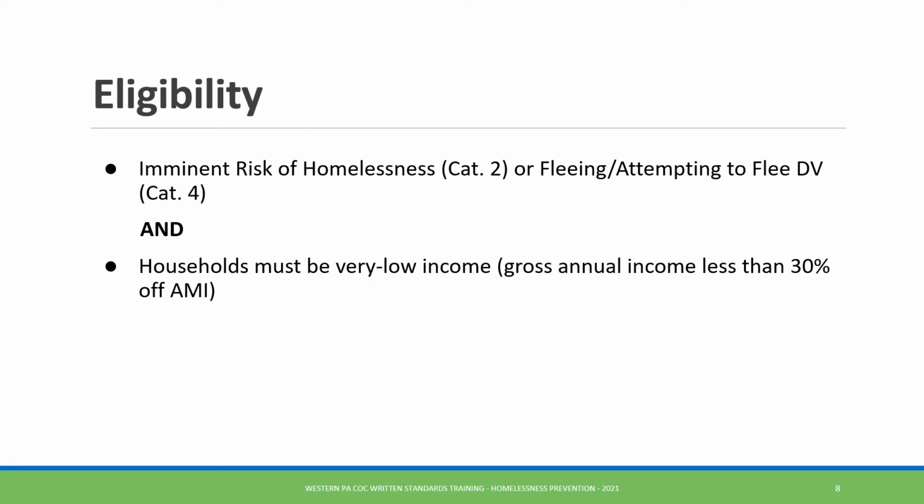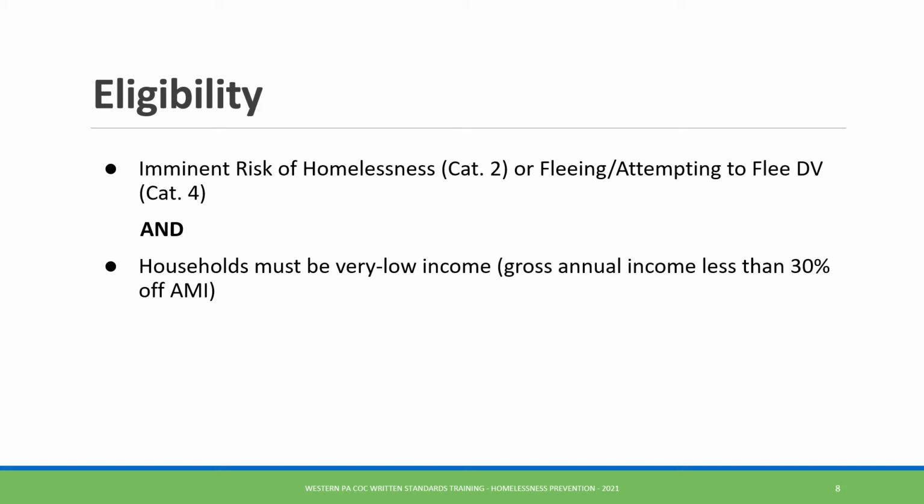To be eligible for homeless prevention, the household must be Category 2 or imminently at risk of homelessness, or fleeing or attempting to flee DV, which is Category 4. Please note that if they are Category 4, they should also meet the day allotment that's required with imminent risk of homelessness. On top of that, households must be very low income. So their gross annual income is less than 30% of AMI.